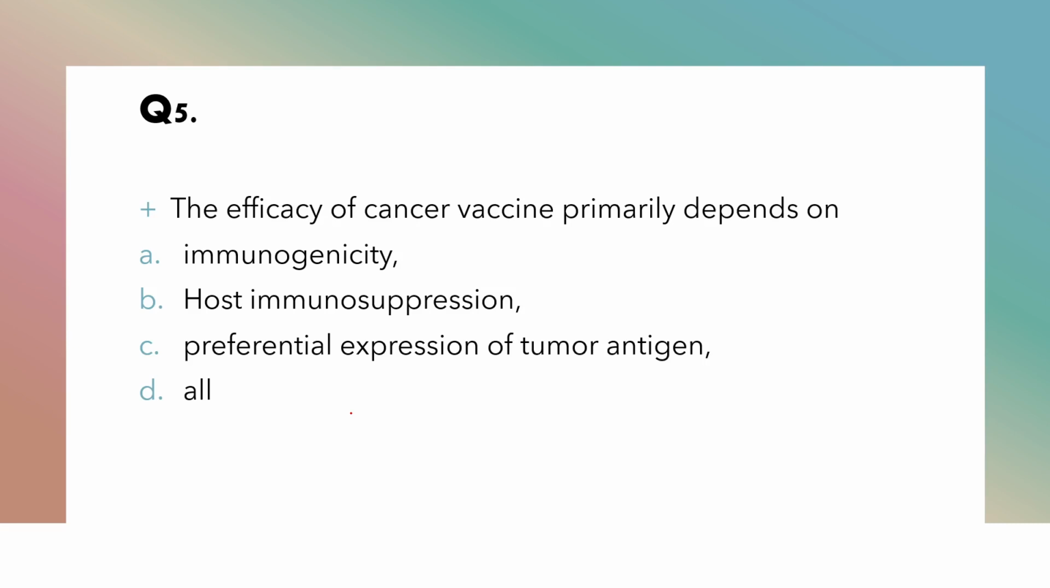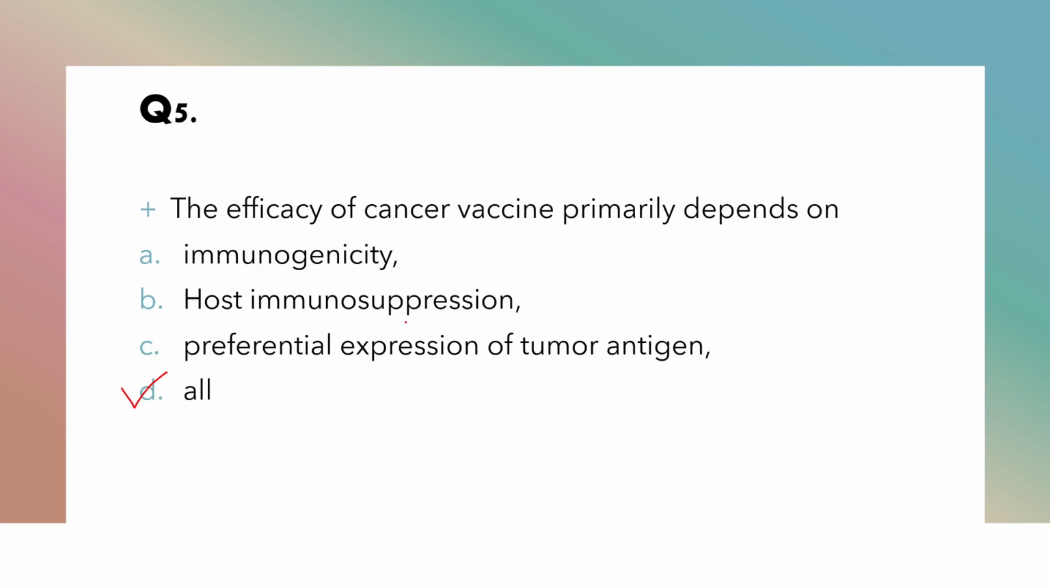So I got answers D and A. Let's talk about it. So the efficacy of cancer vaccine primarily depends on all. Okay, so your answer is all. That is immunogenicity, host immunosuppression, preferential expression of tumor antigen, and all. That's why the efficacy of cancer vaccine depends upon all of the things, not a single thing. Fine. I guess everyone understood the terms because we have discussed them.